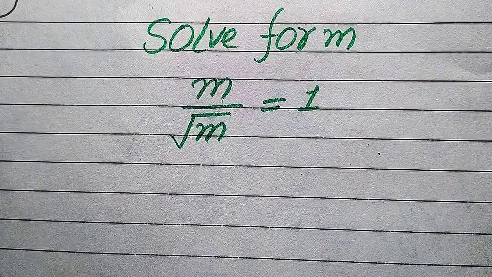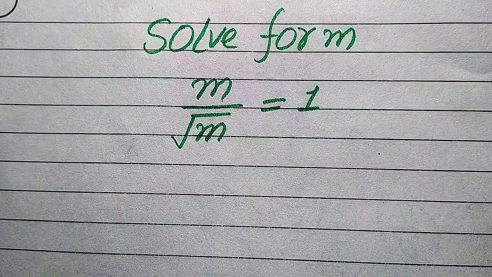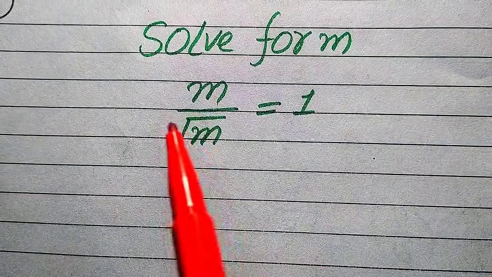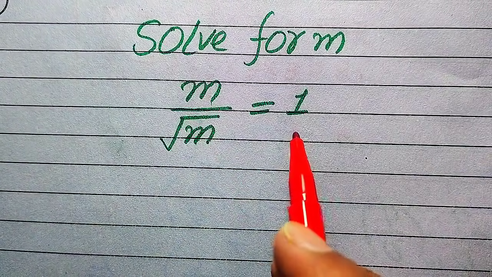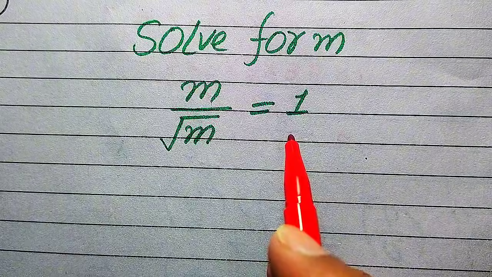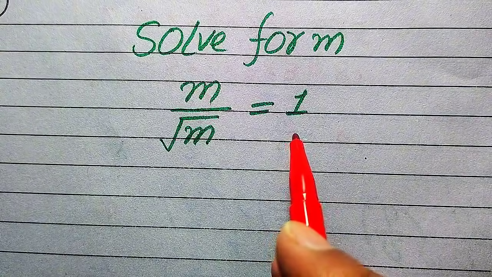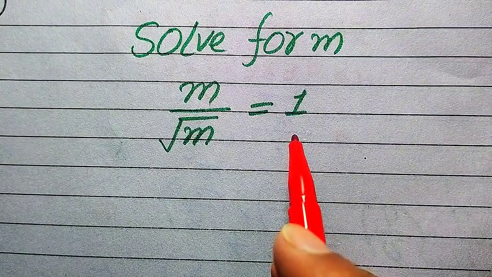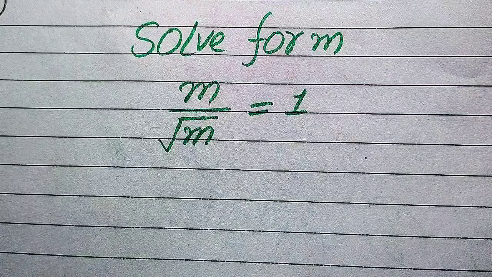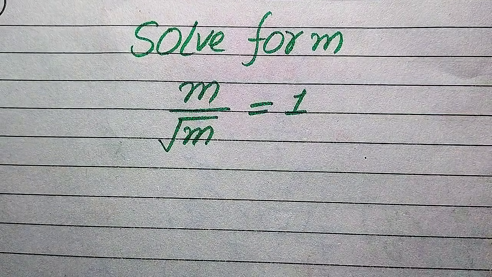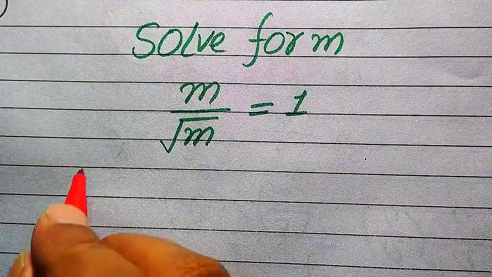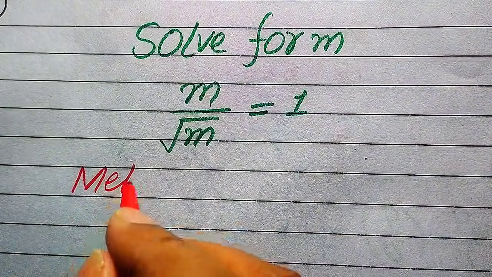Hello everyone, how to solve this problem for the values of m if we have m divided by square root of m is equal to 1, and we solve this problem for all the values of m. Here first we need to find all the roots of this equation, and at the last we will verify which of the roots are solutions and which of the roots are extraneous roots. Further, we solve this problem by two methods.